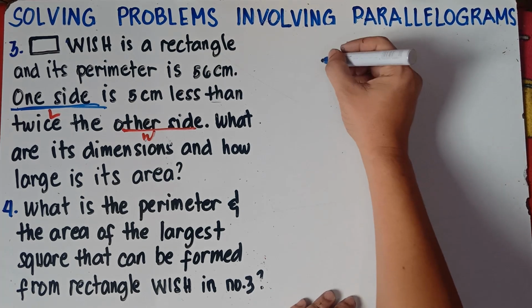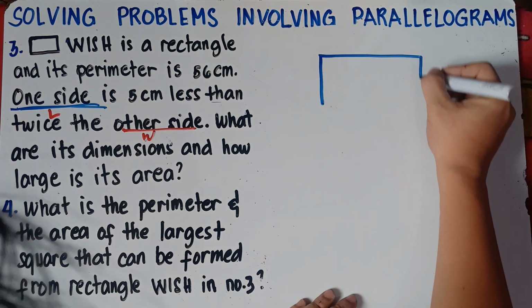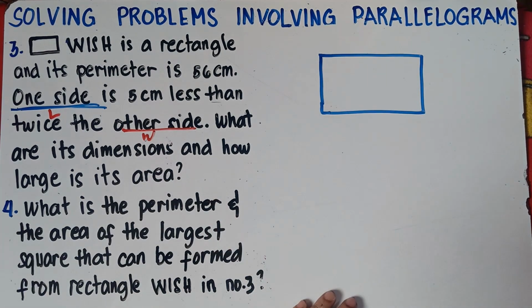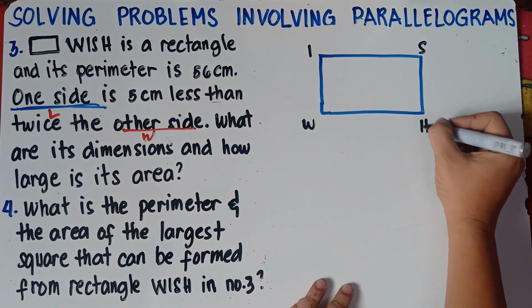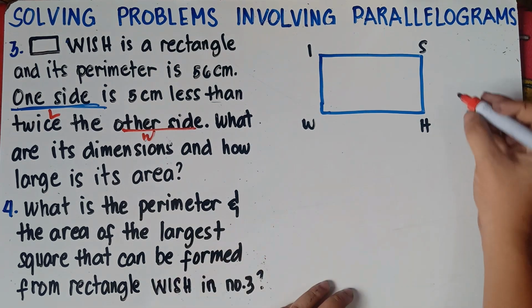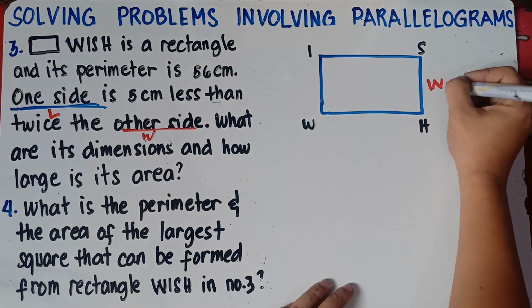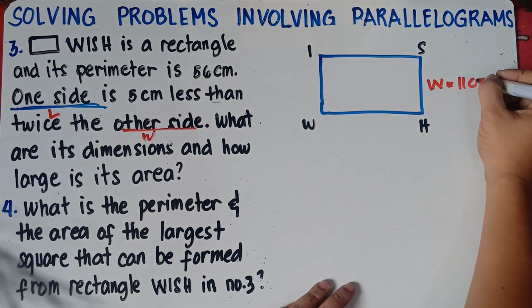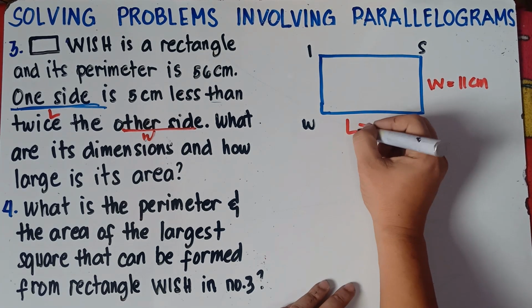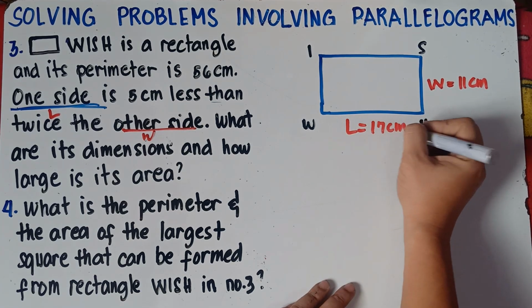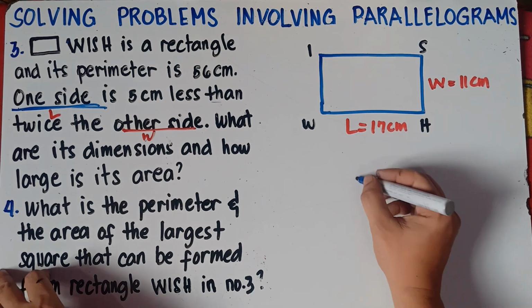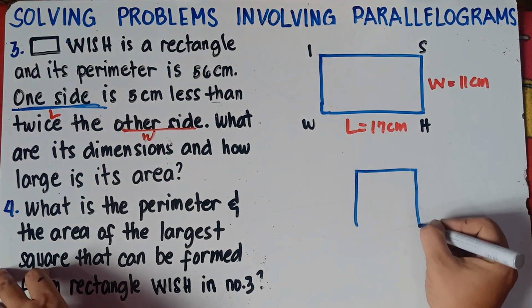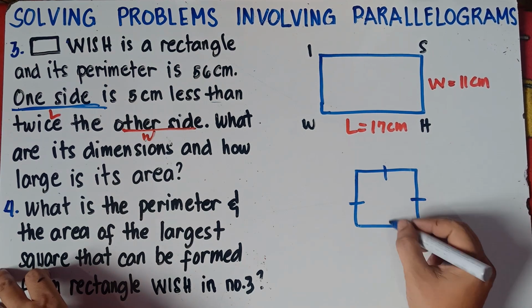So let me draw that rectangle again. We answered that a while ago. And we have rectangle WISH, so W-I-S-H. And we already have the given value of width. So our width a while ago, class, that is 11 centimeter. And our length, that is 17 centimeter. Of course, we all know that in a square, class, if you still remember, a square has 4 equal sides, right?